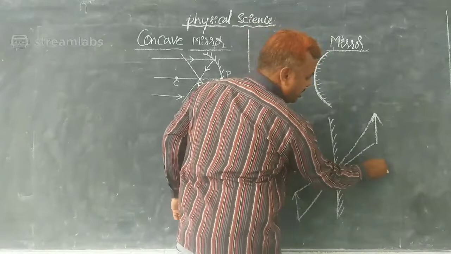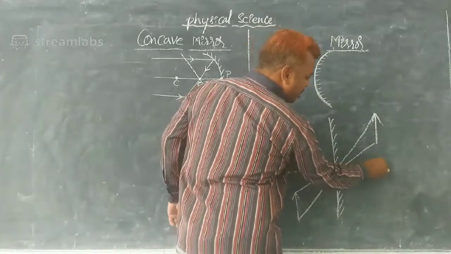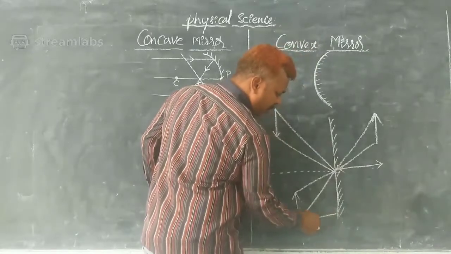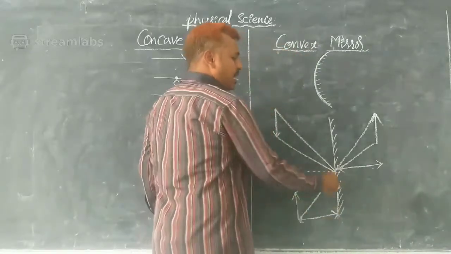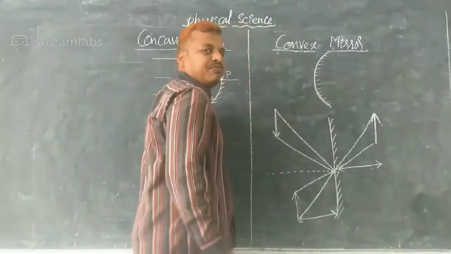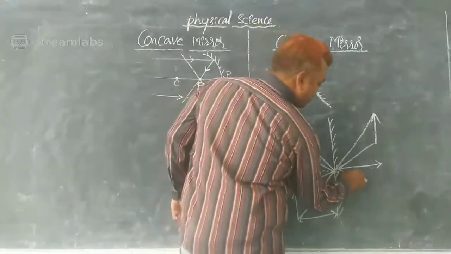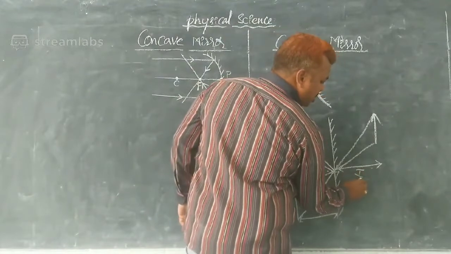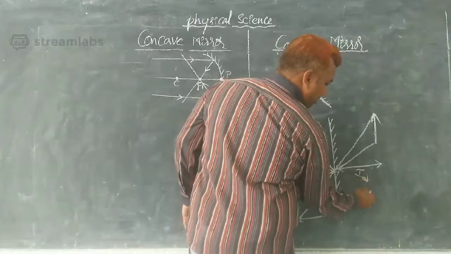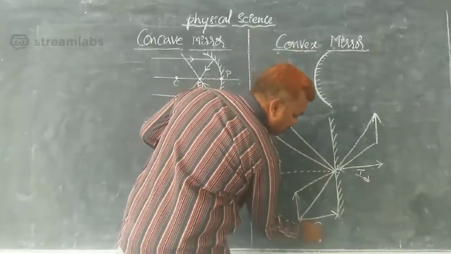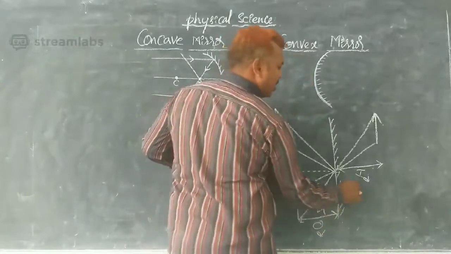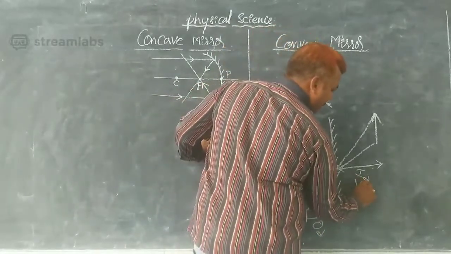So this is the object distance, and this is the image distance. From object to mirror, and here from mirror to image. So this is called image distance. Image distance, I D, let me say. Object distance, OD, is denoted with a small u.